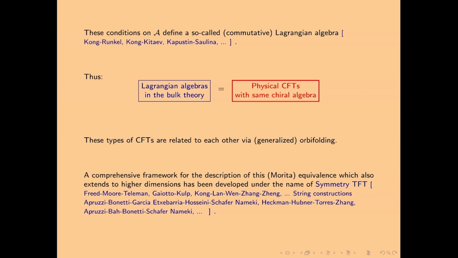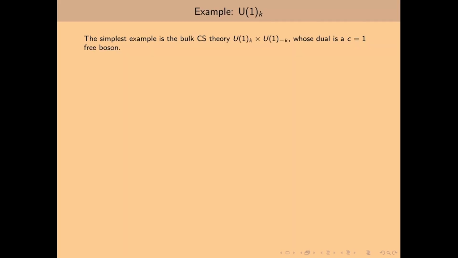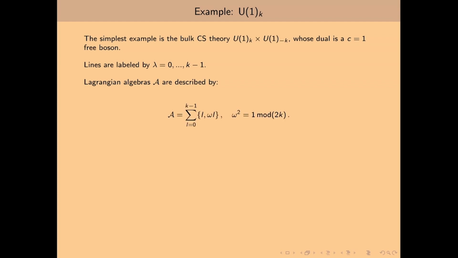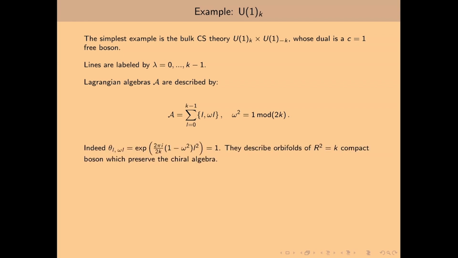And okay, the simplest example is just U(1) as a free boson. So you take U(1) level k times U(1) level minus k, and you have the lines are the following. And these are the Lagrangian algebra. So when you have a number omega which squares to 1 mod 2k, this is for bosonic stuff, then this guy will be Lagrangian algebra. And you can check, for example, the spins are integers very easily, and these are just all the defects of the compact boson which preserve the chiral algebra. So you just mod out by some Z_k. It's not particularly illuminating, but it's the simplest example.